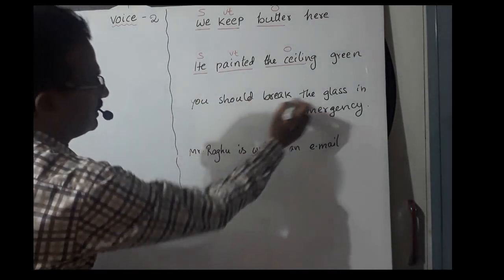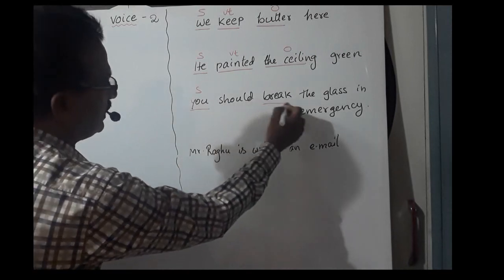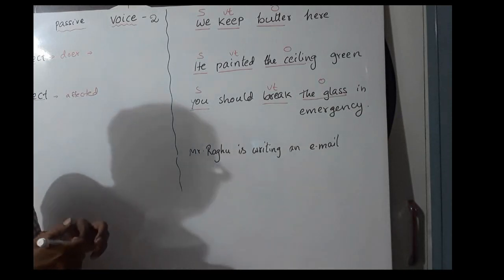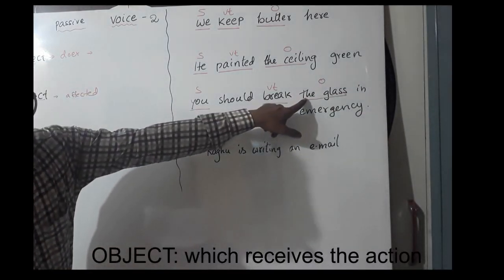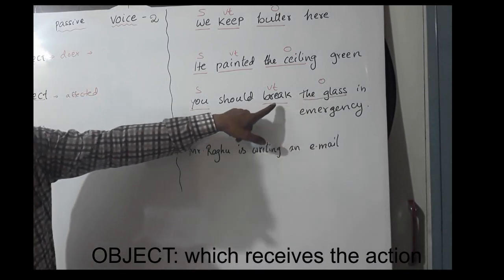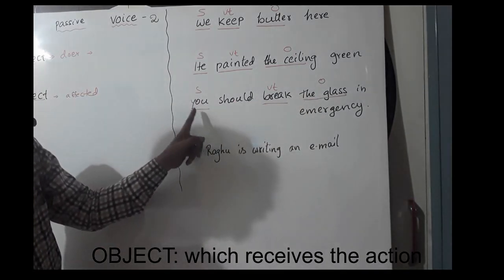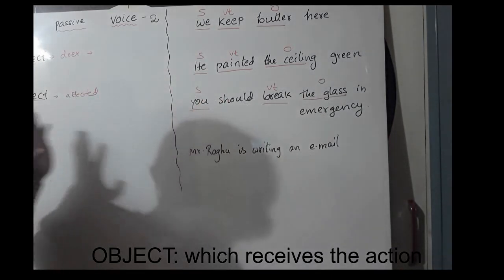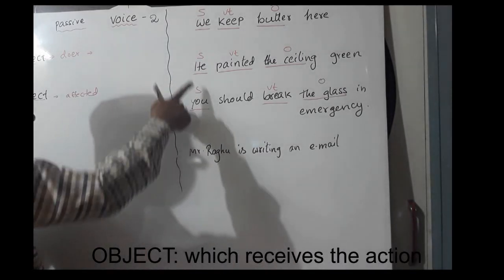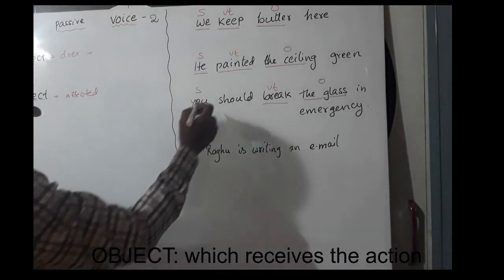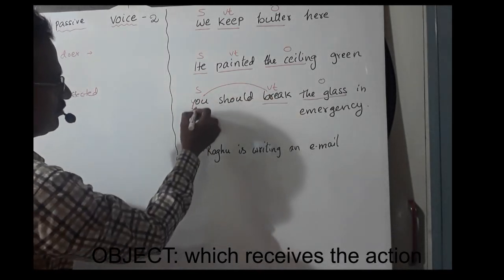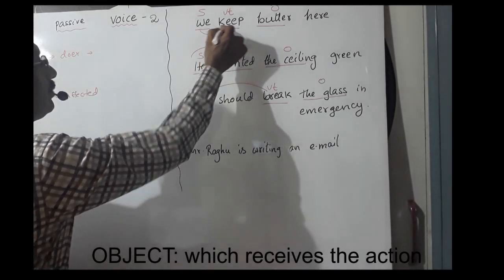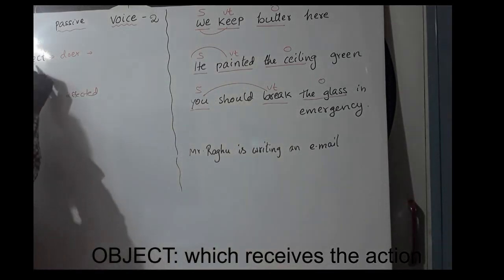You should break the glass. You, subject. Break is verb transitive. The glass is object here. So object is affected with the action break, and the subject is you. Who is breaking? The subject, you. The doer of the action, who performs this action, is called subject. Subject is nothing but who performs this action. Like he paints, we keep, like that. So that is called subject.